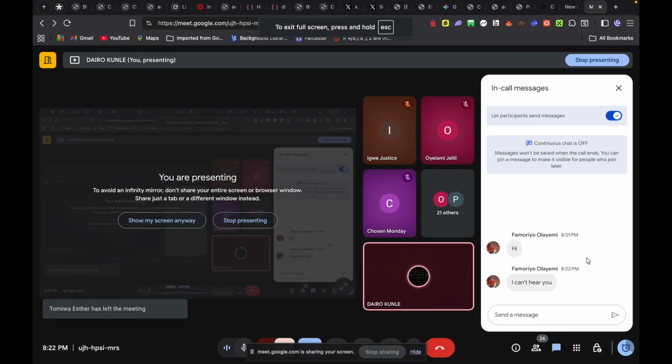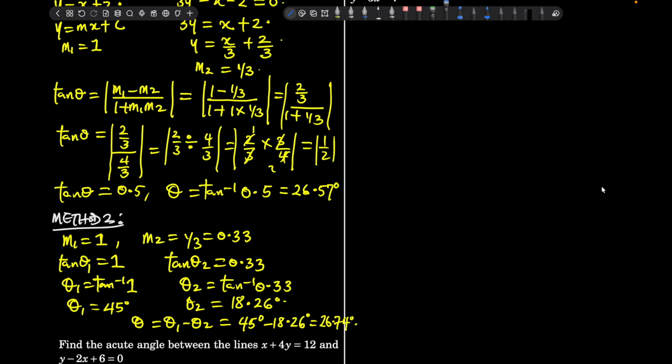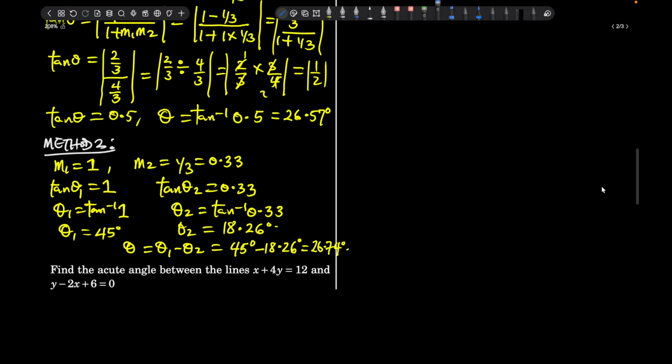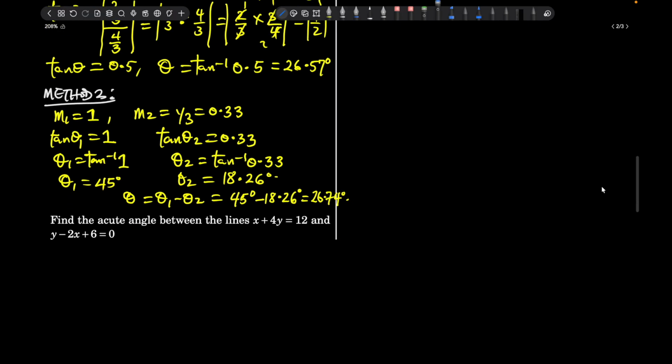I want to believe what I explained is clear. Okay, everyone is allowed to send messages. So if you have questions, please ask. Should I take more examples? Of course, I will still have to take more examples.